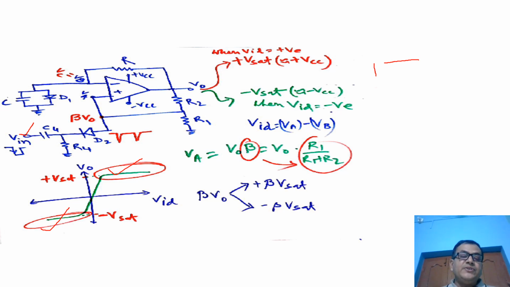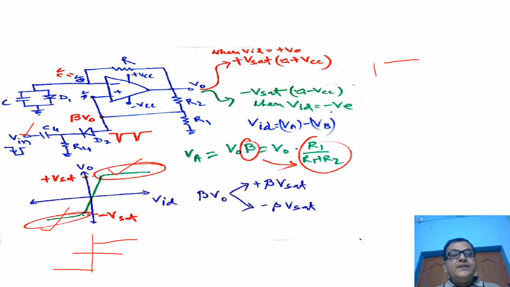This is actually the practical transfer characteristics of a practical op-amp. In case of an ideal one, there will be no linear region. It will be only the positive saturation region, plus V set, and this is the negative saturation region, called minus V set. Now the question is, when will it be plus V set and when will it be minus V set.